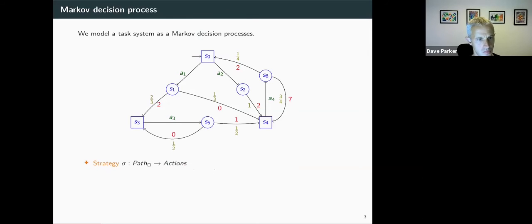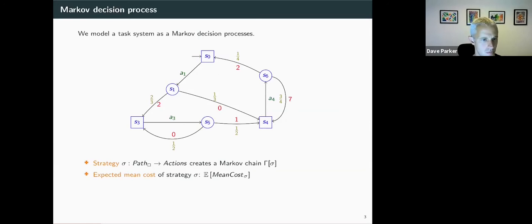A strategy for player 1 is a function from paths ending with player 1 vertices to available actions. For example, here a strategy will dictate if player 1 would play action A1 or A2 from S0. Fixing a strategy in an MDP creates a Markov chain. Expected mean cost of a strategy is the expectation of the mean cost in the Markov chain created by the strategy.